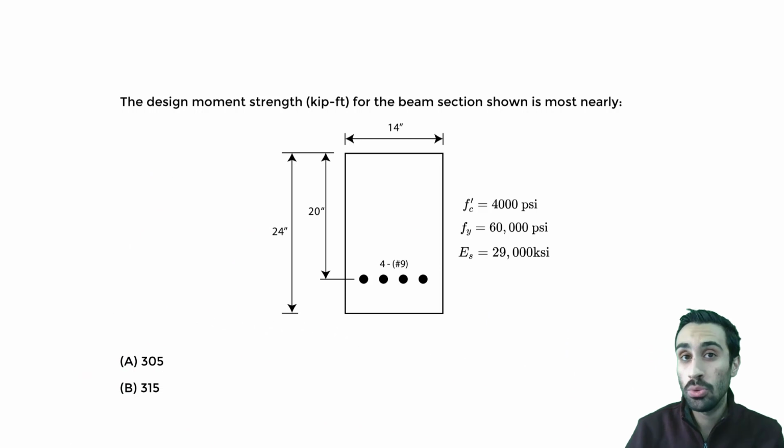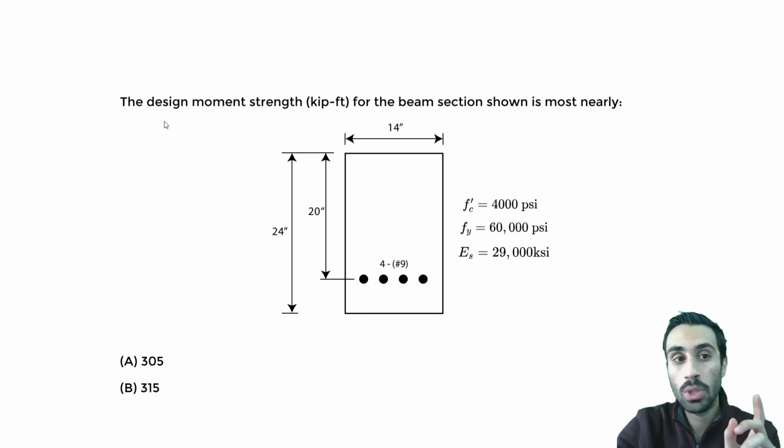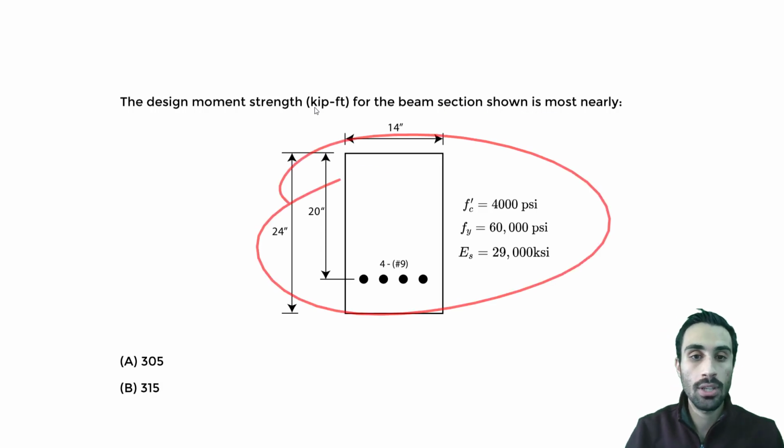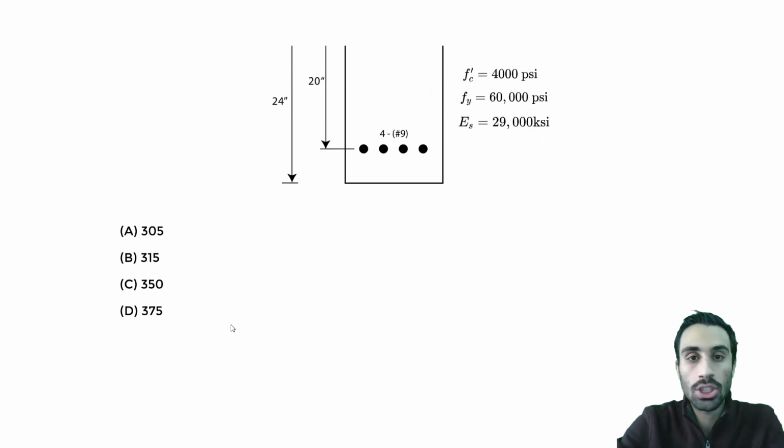So now let's actually do this practice question. The design moment strength in kip-foot for the beam section shown is most nearly what? So we're given the section and we're given the answer choices.